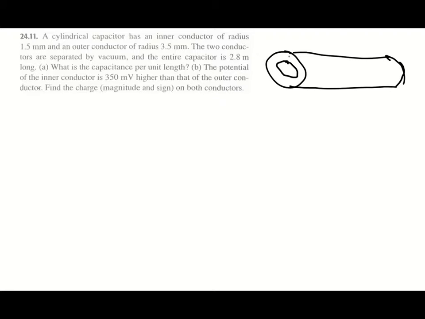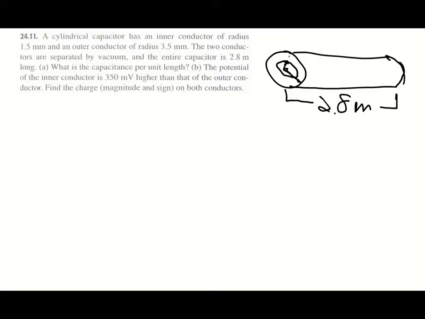And then there's going to be a charge on the outside and a charge on the inside. There's no reason to choose one as positive and one as negative. It can be either way. They tell you the inner radius is 1.5, and this outer radius is 3.5, and the whole thing is 2.8 meters long.